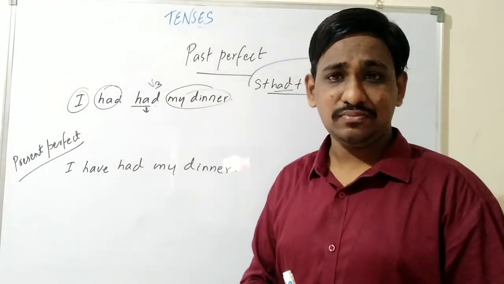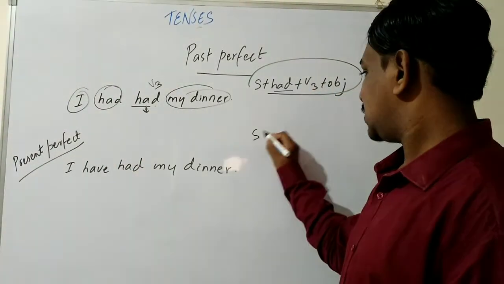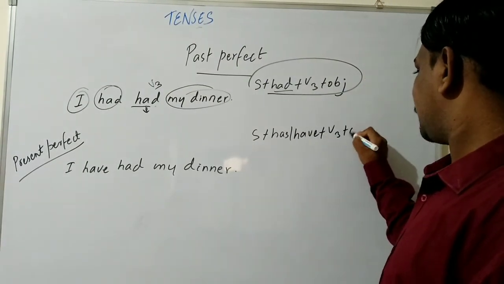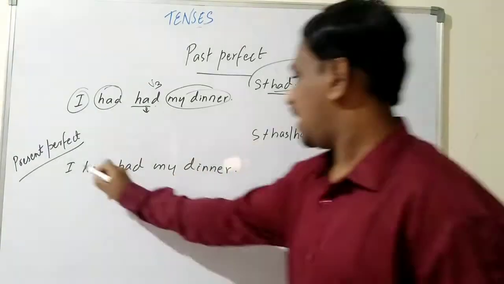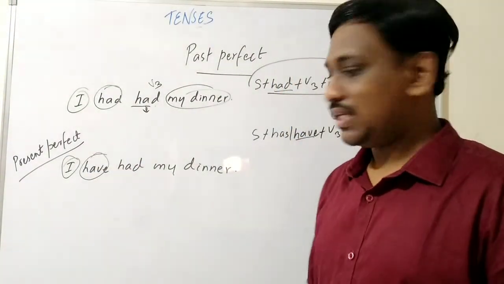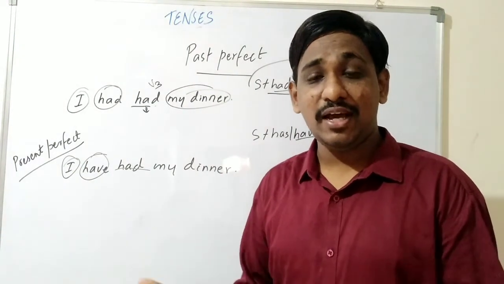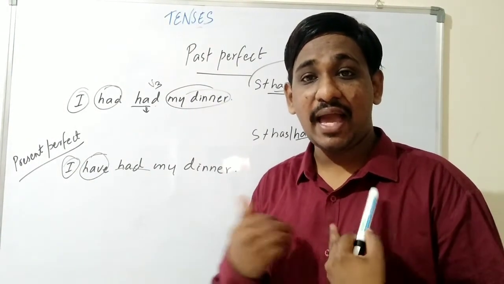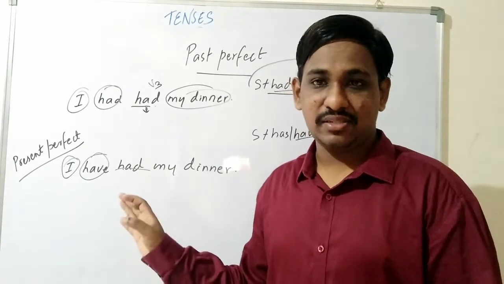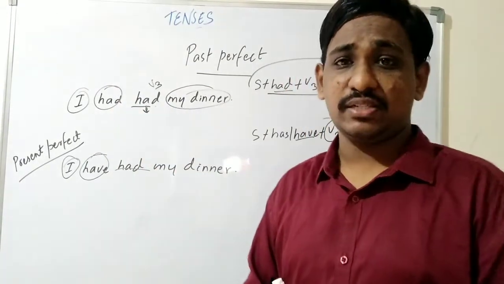Another question. Apply the same formula. So in the present perfect tense, what is the formation? Subject plus has or have plus V3 plus object. So let us see. I, subject, have, when I comes you use have. Same like that, had also you use as V3. I have completed my dinner. I have finished my dinner. I have had my dinner. So this is also a grammatically correct sentence. So I had my dinner is correct. I have had my dinner also is correct.